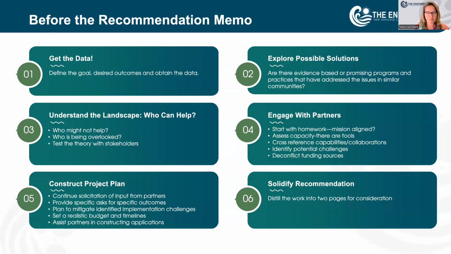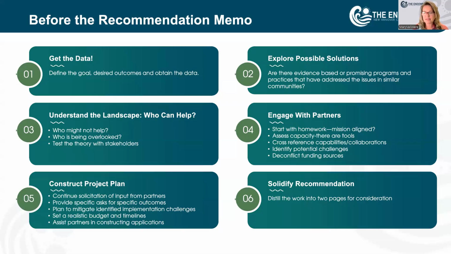If people don't have the capacity to do something, does that mean they're out from a grant perspective? Not at all. That is not what that means at all. What that might mean is that they need funding to increase their capacity to achieve the goals of the grant. We also want to cross-reference people's capabilities and collaborations to see if we can elevate those to achieve the goals of the grant, program, or project.